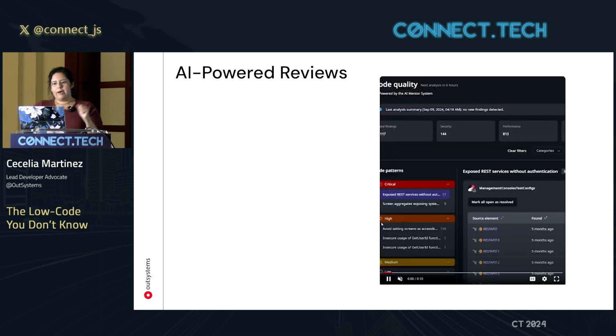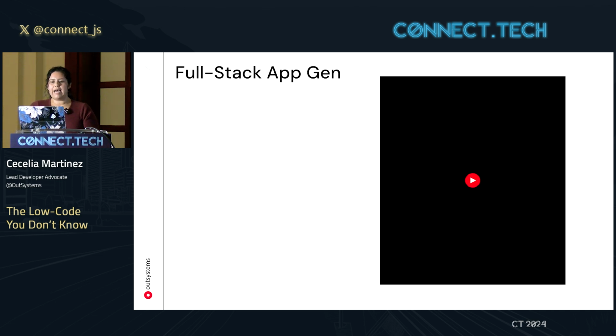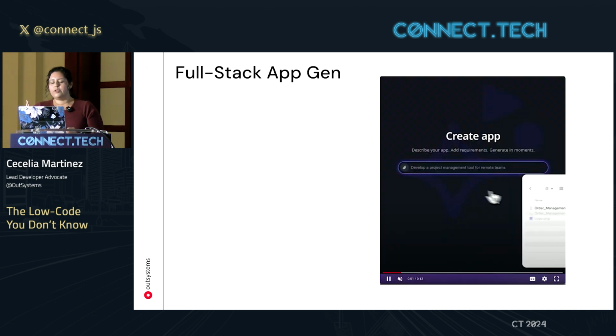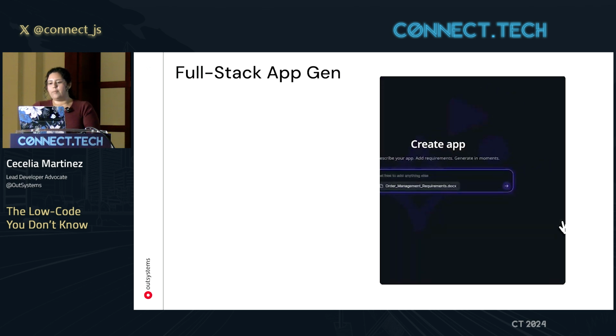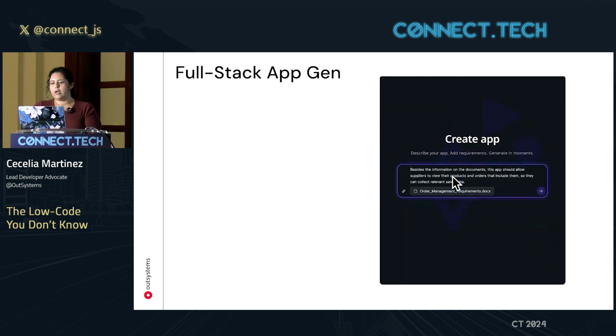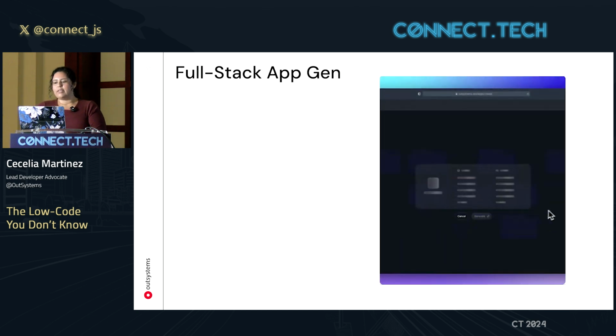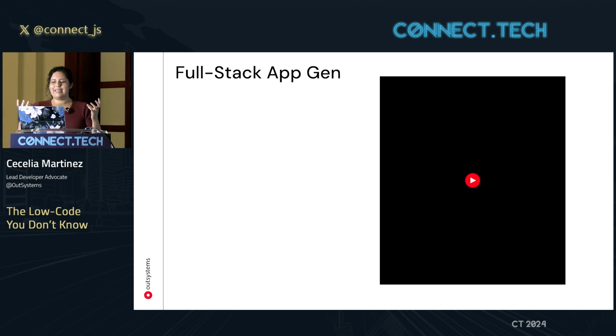I mentioned the AI-powered code reviews earlier, but then we talk about full stack app gen. So this is where you use a natural language prompt. It's called OutSystems Mentor. You can also upload requirements documentation. But what's being output is everything that only comes from existing OutSystems widgets. And that allows you to only use those that already exist.